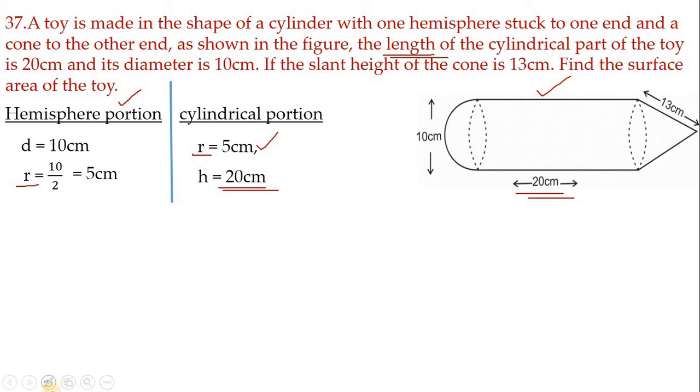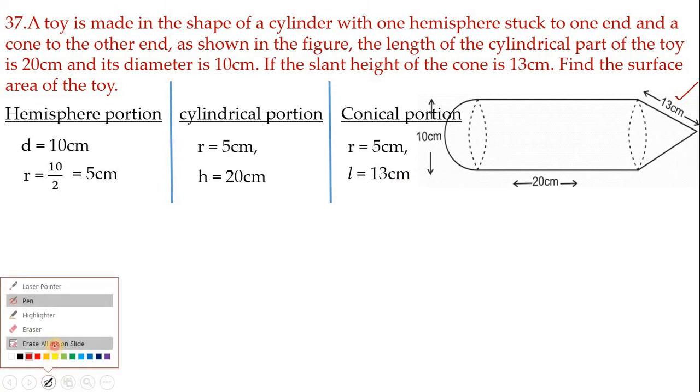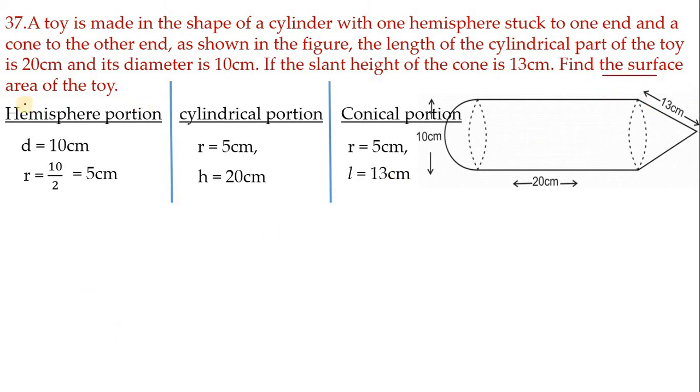So now let us move on to conical portion, children. In cone, what is given? The same radius will be there, no change in the radius, and the extra thing is slant height given, that is small l, which equals 13 centimeter. Now you tell me, what did we actually want to find? The surface area of the toy. Surface area means all the surfaces of these objects that can be touched. This we cannot touch because it is included. It lies inside the toy. This we cannot touch. Here also we cannot touch this.